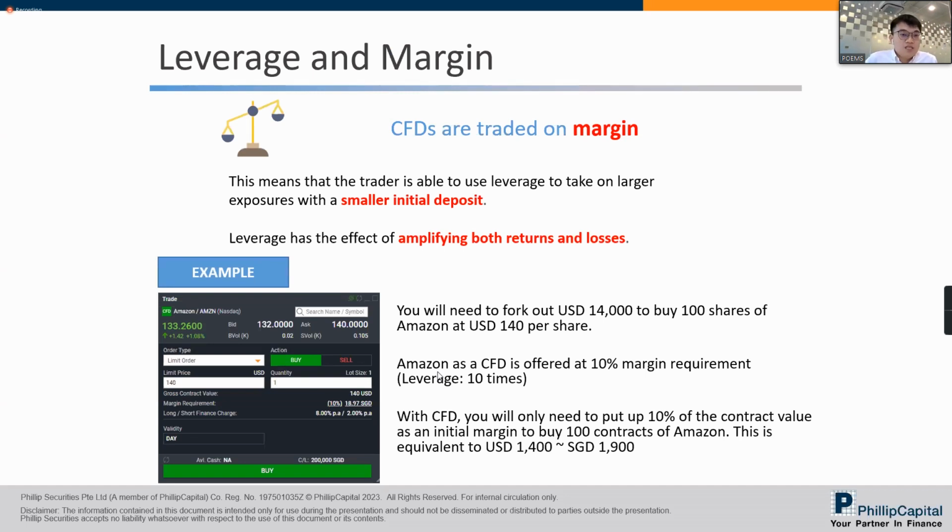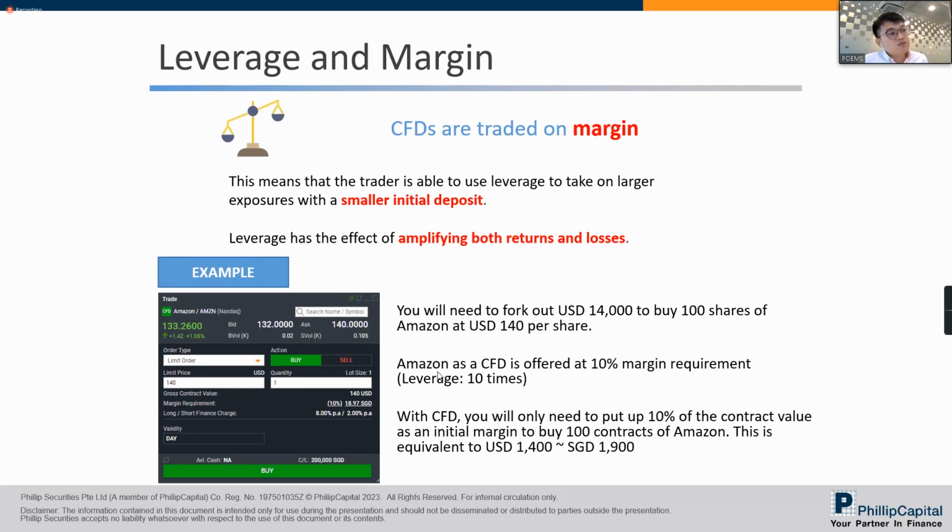Okay, leverage and margin. CFDs are traded on margin. This means that the trader is able to use leverage to take on larger exposure with a smaller initial deposit. Also, leverage has the effect of amplifying both returns and losses.